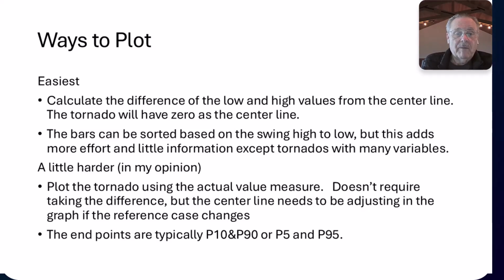It's a little harder in my opinion, but plot the tornado using the actual value measures. It doesn't require taking the difference, but the center line needs to be adjusted in the graph if the reference case changes. The endpoints are typically P10 and P90 or P5 and P95, as I've discussed previously.